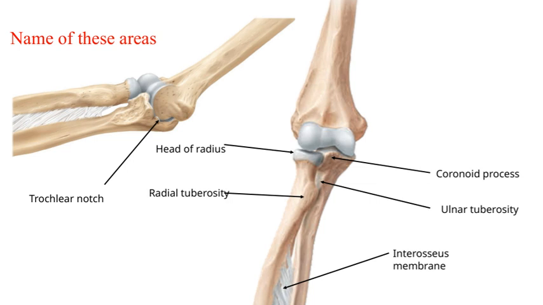Lastly, the trochlear notch is a C-shaped groove on the ulna that articulates with the trochlea of the humerus, enabling the hinge movement of the elbow. Understanding these landmarks helps us appreciate how the bones and muscles work together to produce smooth and efficient arm movements.